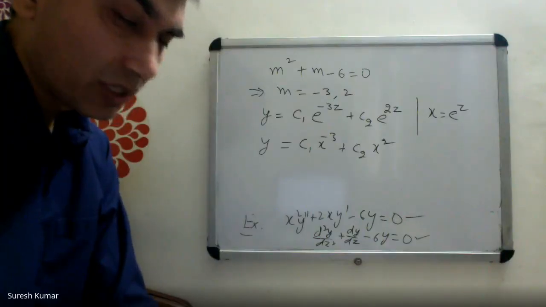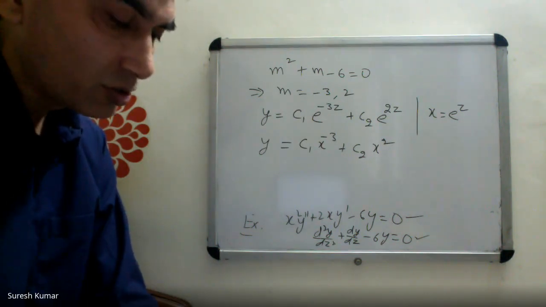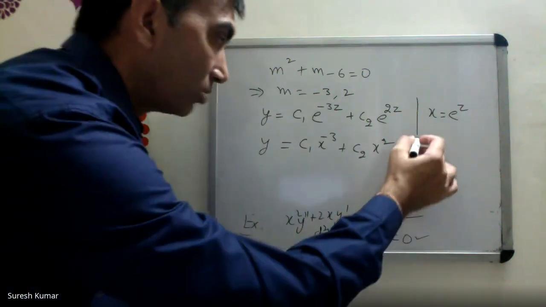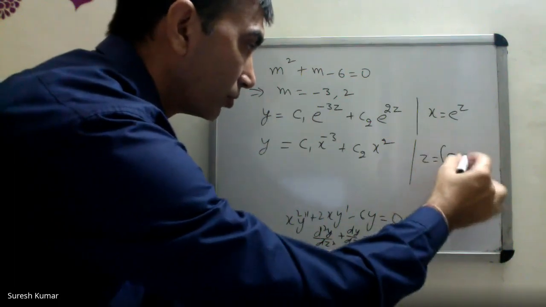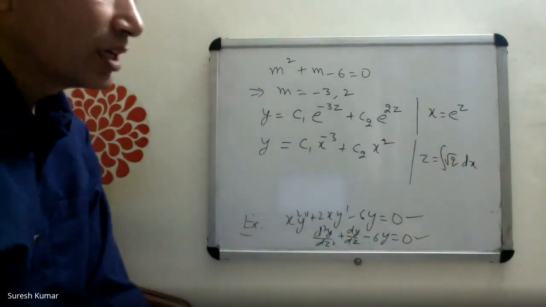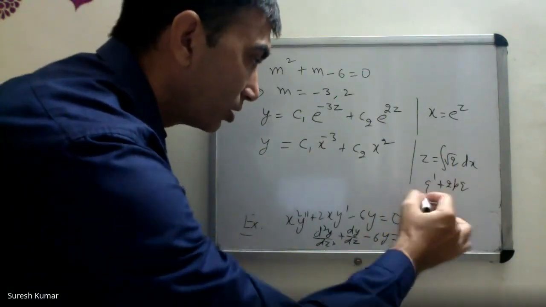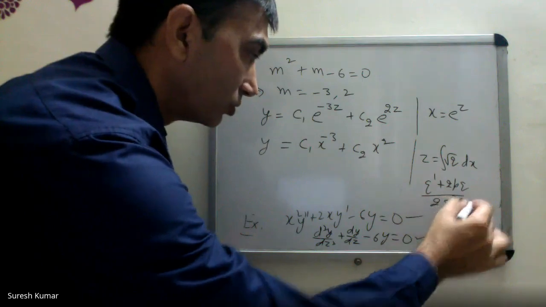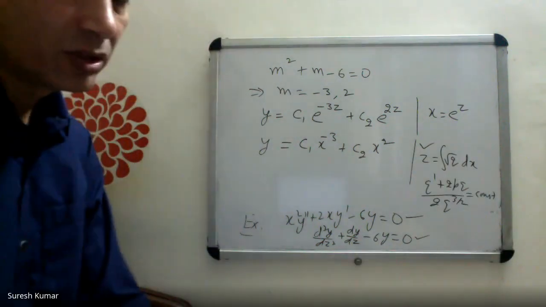Will the transformations be given? Yeah, it should be given. If it is very complicated, just go through your textbook. I think only these two transformations are used. I've told you one transformation, z equal to root q. In that case, you have this expression (q prime plus 2pq) over 2q power 3 by 2. If you see that this is constant, this transformation will work in your solution.